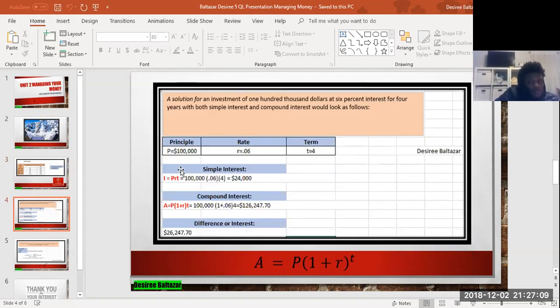A solution for an investment of $100,000 at 6% interest for 4 years. This shows both simple interest and compound interest, how it would look with either one with $100,000 at a rate of 6% for a term of 4 years. You'll see a difference of over $26,000.